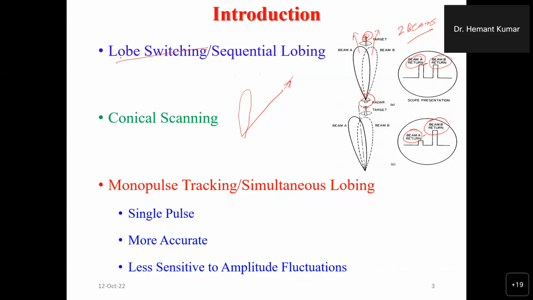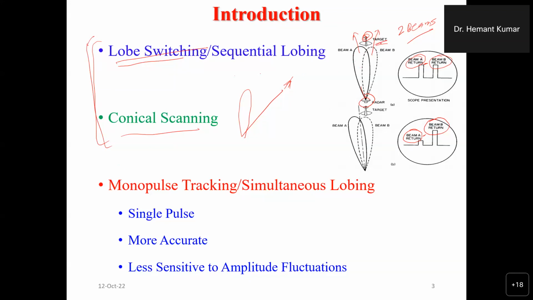In both of these, lobe switching or conical scanning, the issue is we have to use multiple pulses: one pulse for beam A, one pulse for beam B, like that. So we have to use multiple pulses. Suppose you are tracking a target, and during the time interval in which we are measuring, with either lobe switching or conical scanning, the target may change its radar cross section, or there may be fluctuations in the target cross section, right? Or there may be weather fluctuations, some attenuation. Because of those amplitude fluctuations, the accuracy won't be that good for these two techniques.